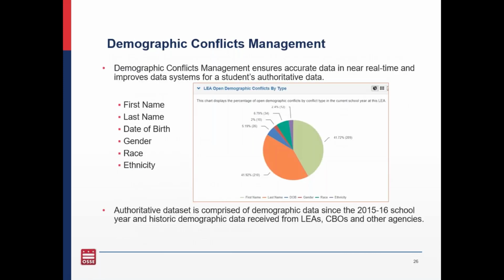Yep, so I talked a little bit before about OSSE having authoritative data for students. The demographic conflicts management module is where you would provide documentation for the student's first name, last name, date of birth, gender, race, and ethnicity. Again, OSSE has the authoritative data set. We've compiled it since school year 15-16 with historic demographic data that we've received from other LEAs, CBOs, and other agencies. Also, at the end of every school year, there is a data validation that occurs, and that validated data is also used for our authoritative data sets and other reporting.